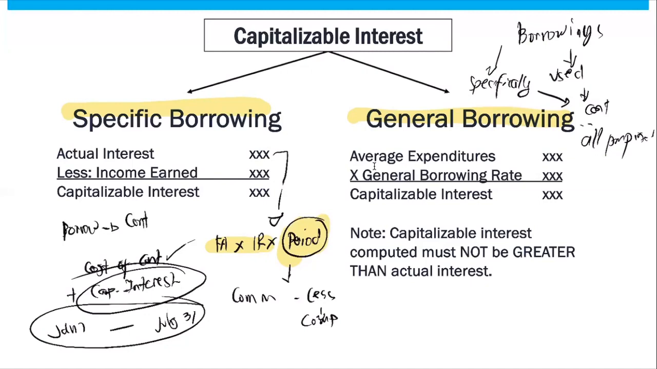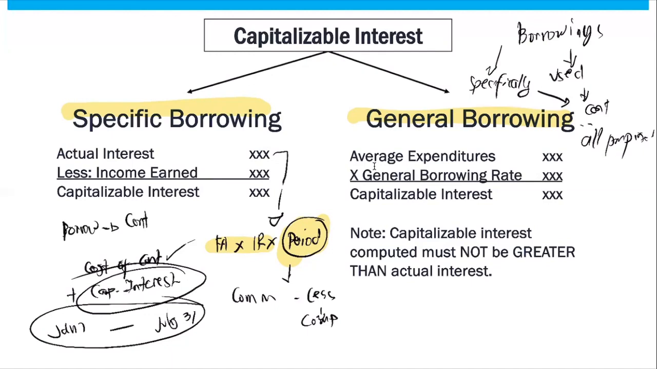It will always be given. That is the interest income earned out of reinvesting the money borrowed. How about in your general borrowing? So we have here your average expenditures multiplied by your general borrowing rate. That is your capitalizable interest.